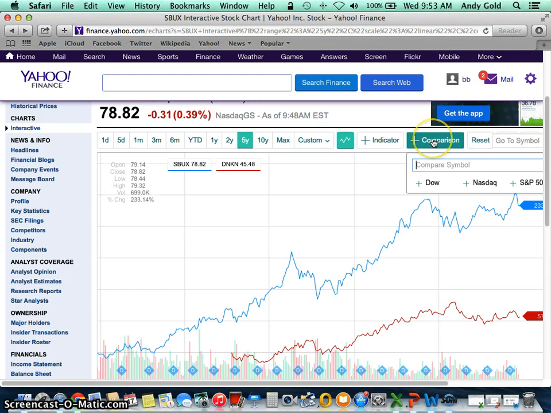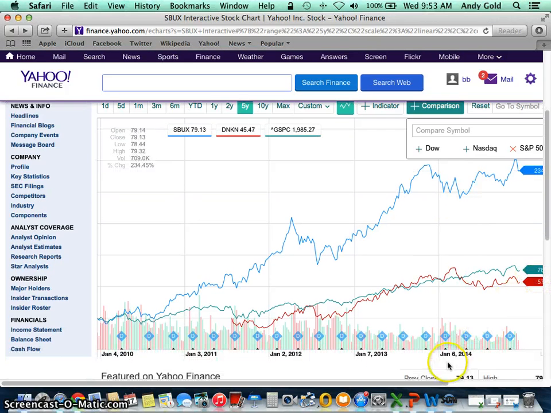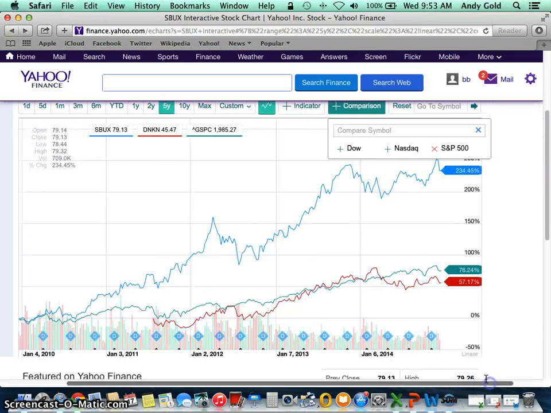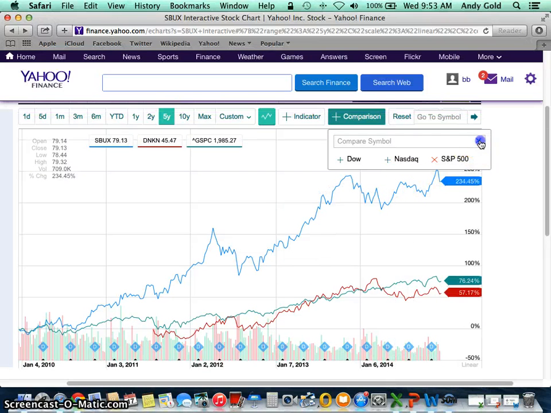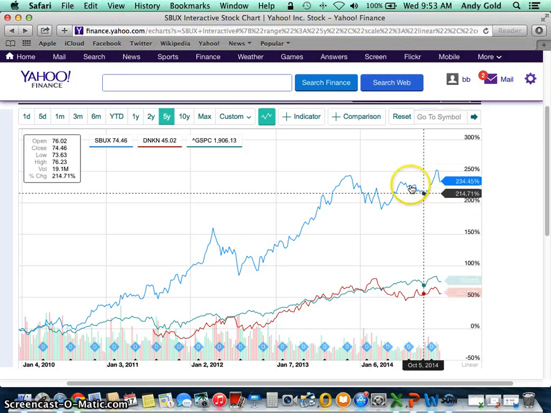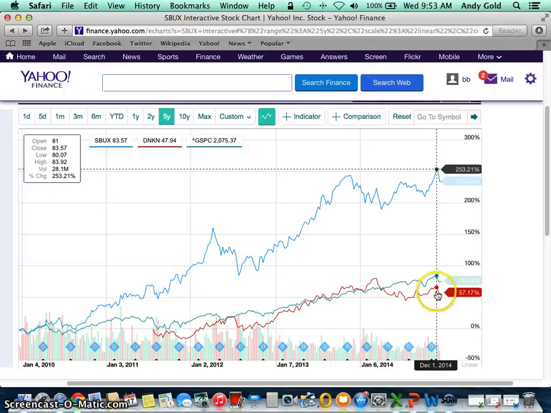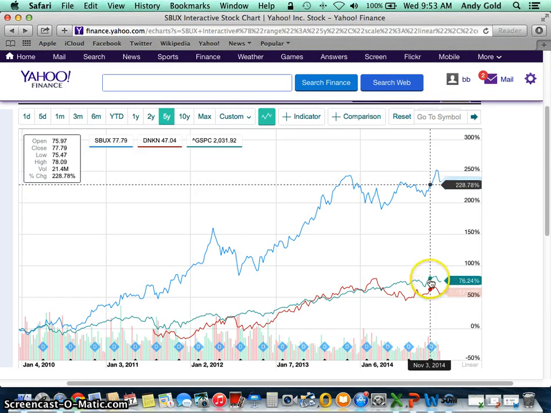If you go back and you want to compare it to, say, the S&P 500, here you can see something that's sort of interesting. You can see that Starbucks has outperformed both. Let me just close that. Starbucks has outperformed, this is Starbucks up here in the blue, they've outperformed both the red line down here, which is Dunkin' Donuts, and the S&P 500 by a significant amount.